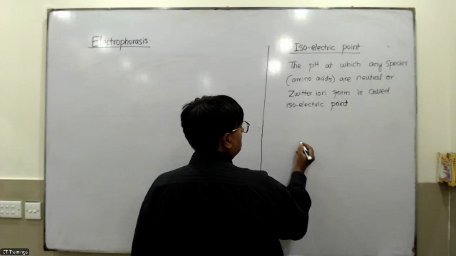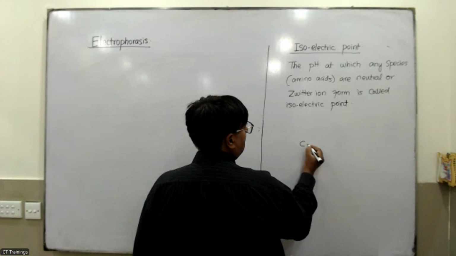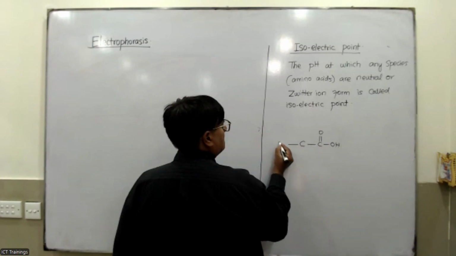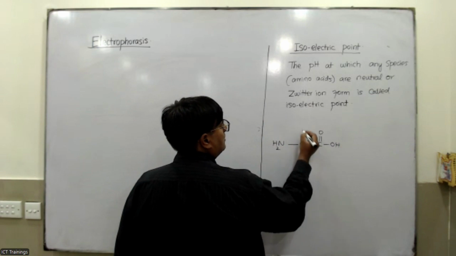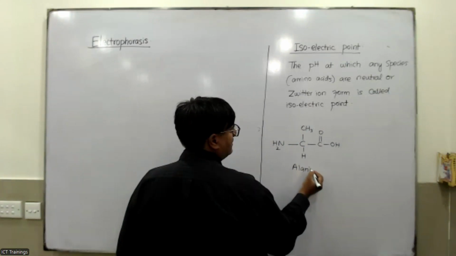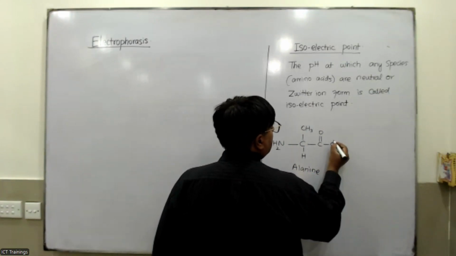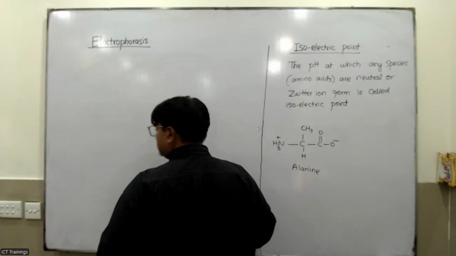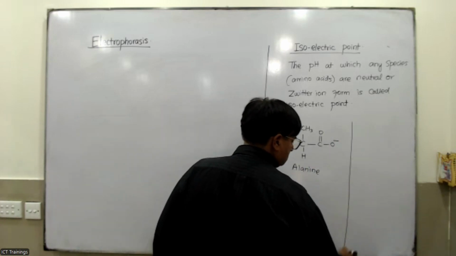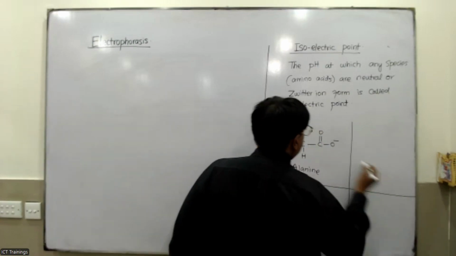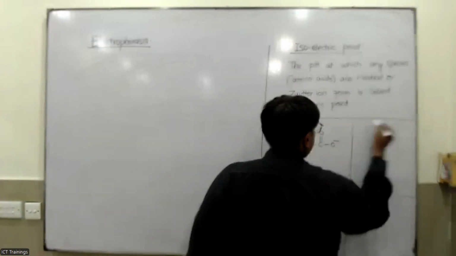We got the three amino acids, carbon. This is the carboxylic acid group. This is the amine group. This is hydrogen, and this is CH3. So this amino acid is alanine, and it got negative charge up here, and it got NH3 positive charge up there. So this is the first amino acid.